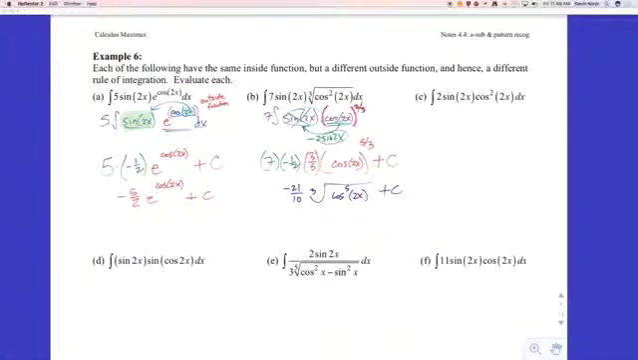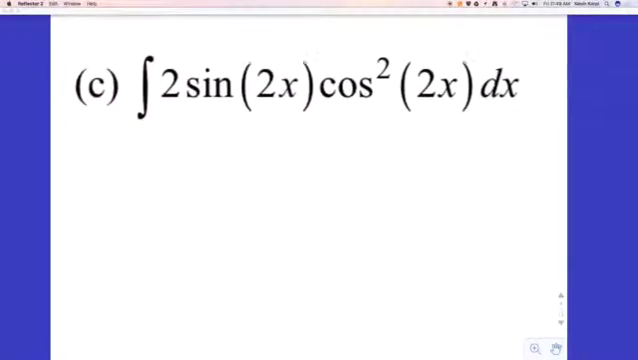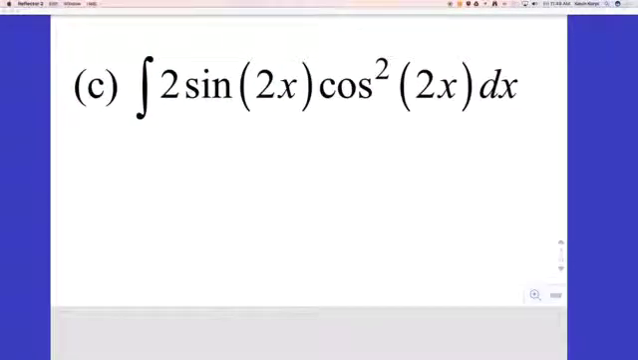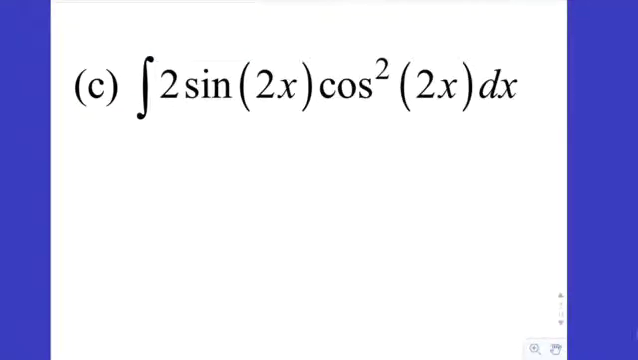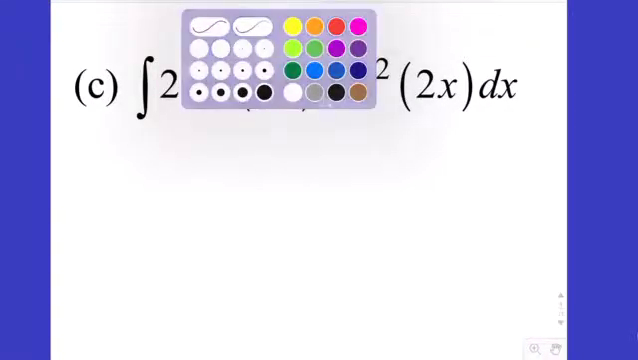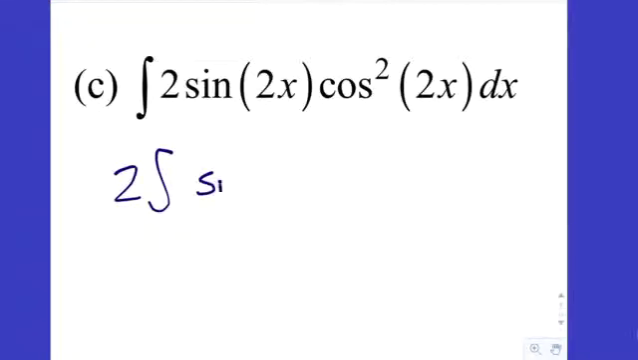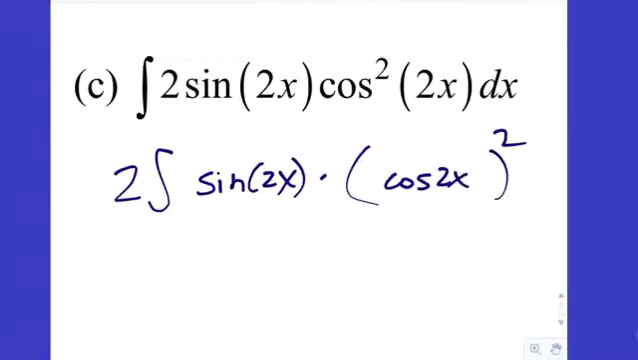So if you remember on example 6, I said that every single one of these has the same inside function, but a different outside function, and therefore a different rule of integration. All right, so if you see something like this, you might want to rewrite it. Anytime you have a radical, you want to write it as a rational exponent. And anytime you have something written in the condensed notation, cosine squared, it could be helpful to write it in the expanded form. So bring the 2 up front, and you got the sine of 2x times, and now extra parentheses squared, cosine of 2x.